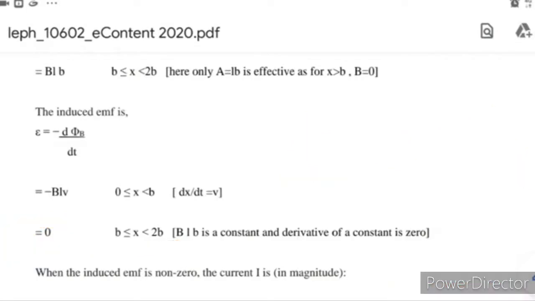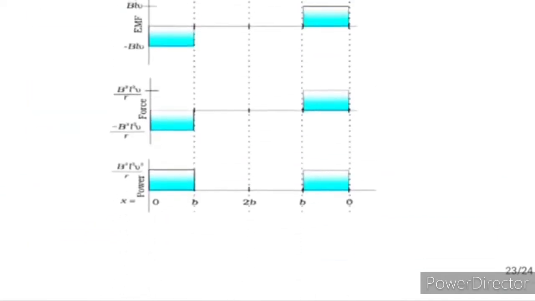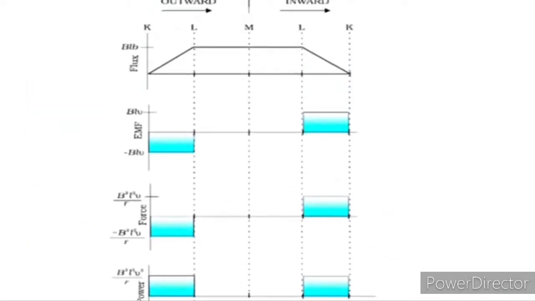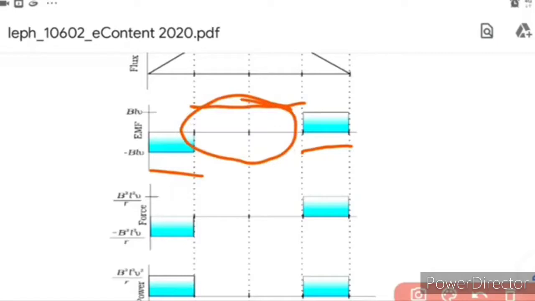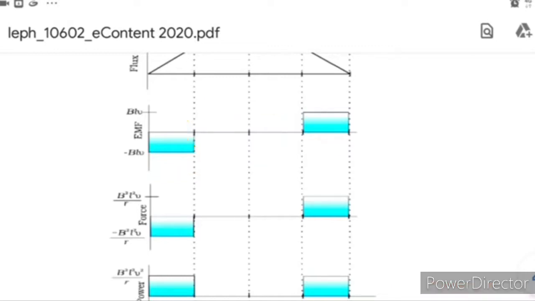So by plotting these things in the graph, we'll get the graph like this. For the forward motion from 0 to B, the EMF is minus BLV, and for the backward motion, that is from B to 0, the EMF is BLV, that is positive. For the rest, the EMF is 0. You can see that here the EMF is 0 because the flux remains constant. Hope you followed the graph. Now we move on to the next thing.